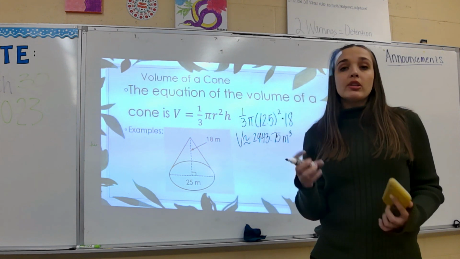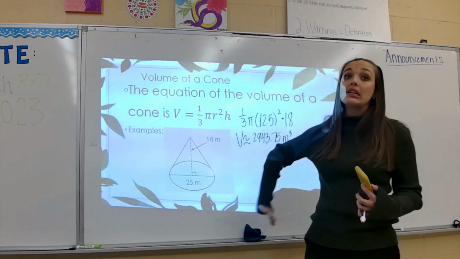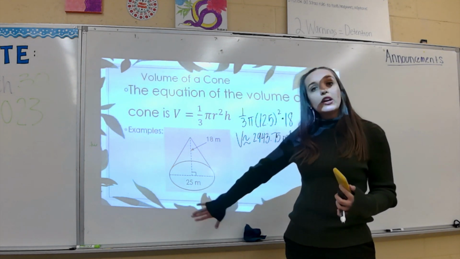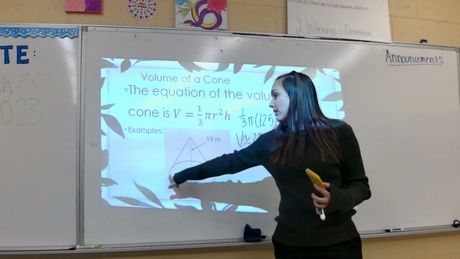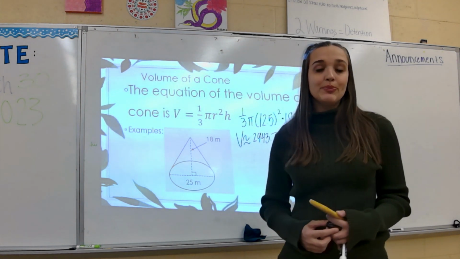So the only portion that was a little bit different here is that we're multiplying by that 1/3, and also they were giving us the diameter instead of the radius. So we take the diameter side to side, divide it by 2, and that's our radius.